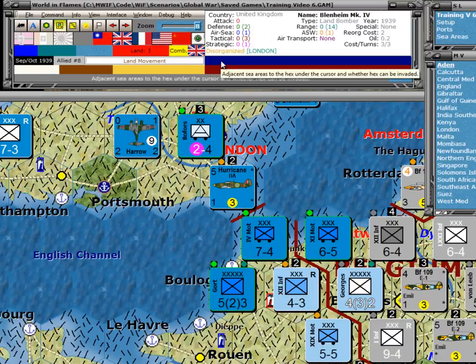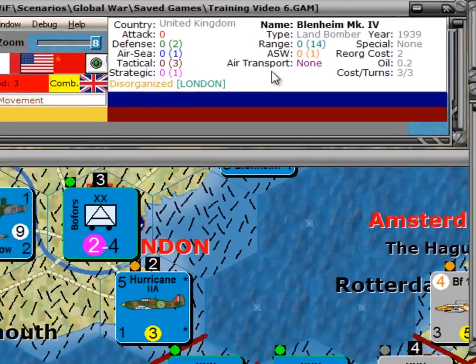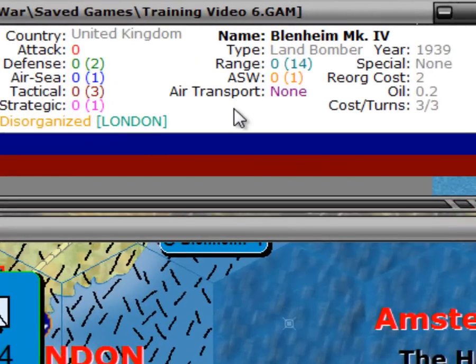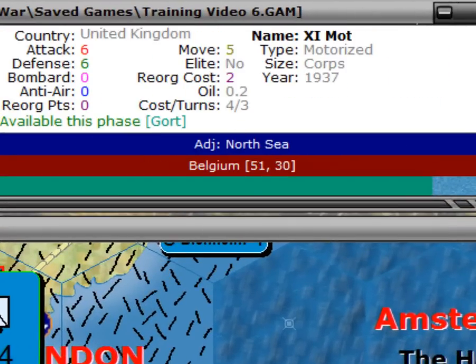The one other section that I haven't described here is this large white panel in the upper right. This gives you a summary on individual units under the cursor or a hex under the cursor. So if I go back over this 6-5 infantry, it tells me it's the 11th motorized, and it tells me it's getting supply from Gort and the attack and defense strength. If I go to the 7-4, I get the same information, except this is the 4th motorized.